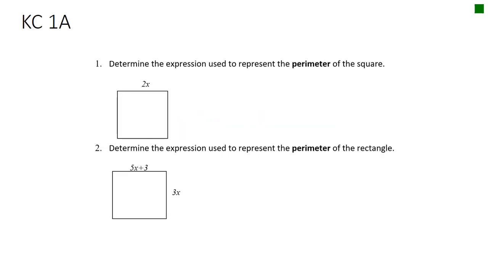Alright, so today we will be going over KC1A and B, okay? So we're going to start off with KC1. KC1 talks about combining like terms, okay? Combining like terms means combine the terms that are the same, okay? And how do I know they're the same?